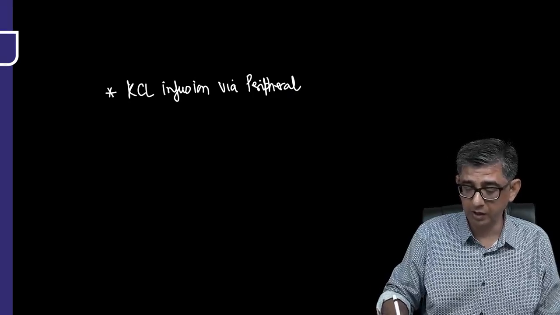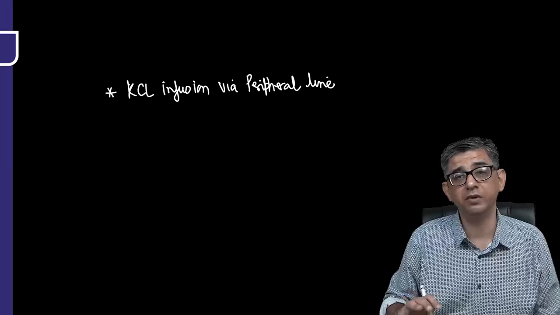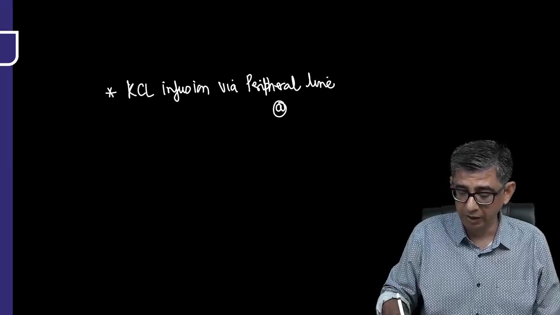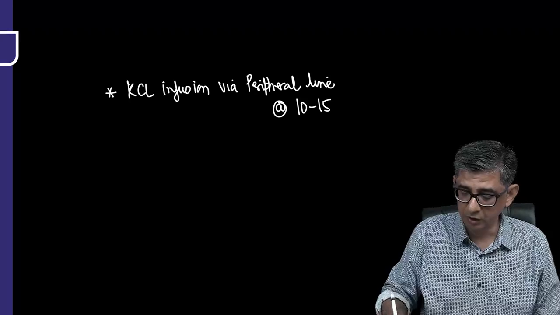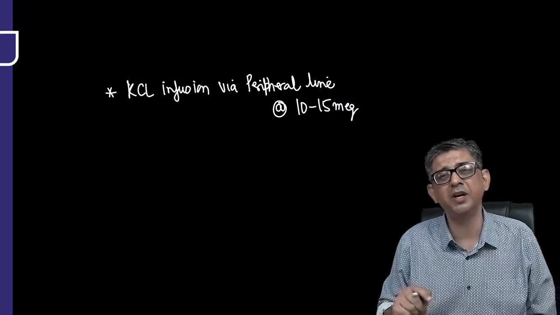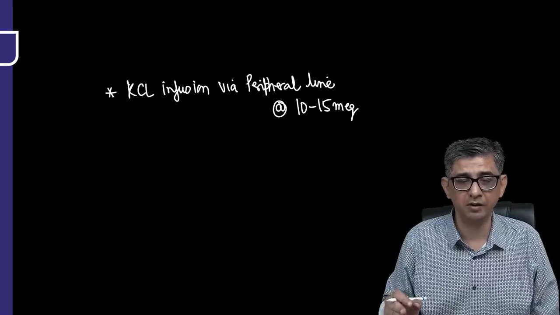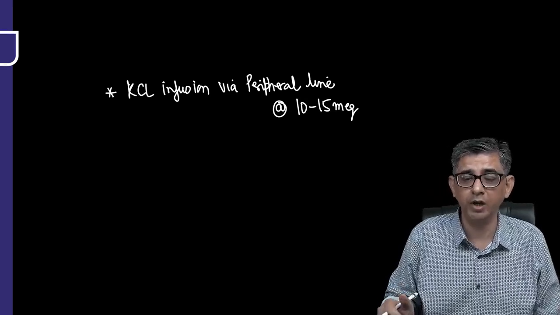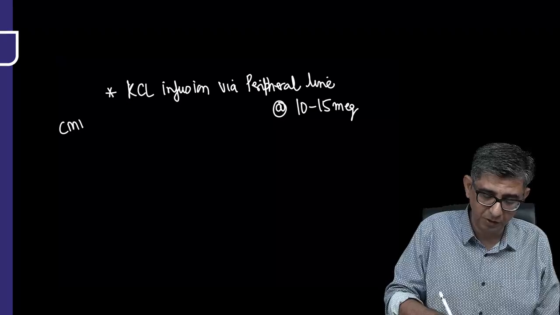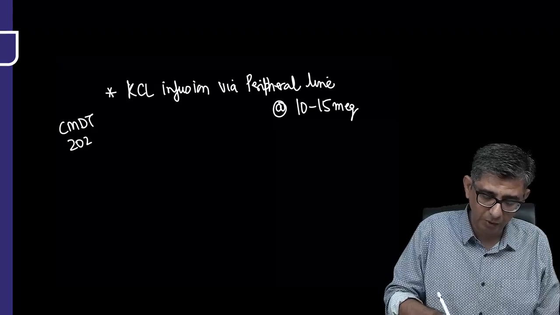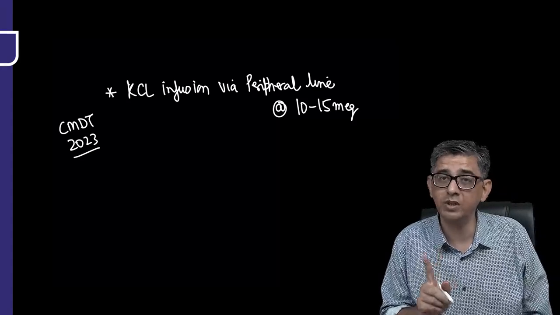So they've limited that when you want to give KCl infusion with the help of a peripheral line, the rate at which you should be giving is in the range of about 10 to 15. Some books mention 10 to 20. What I'm mentioning is a reference from current CMDT 2023. In fact, I should mention the reference here also, because otherwise the query will come up, sir, we have read 20. So I'll tell you when to answer 20.